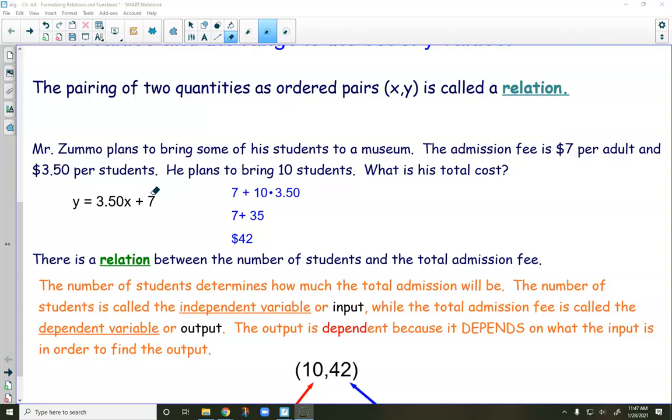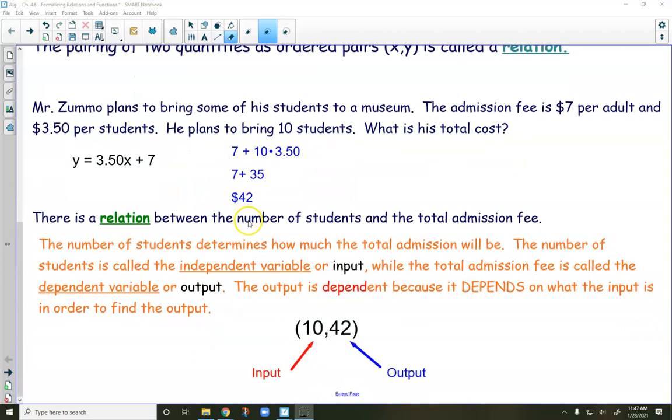As we substitute different numbers in for x, we'll get different numbers for y. There's a relation between the number of students and the total admission fee. The number of students determines how much the total admission will be. The number of students is called the independent variable, or the input. We're substituting a number into x. That's why it's the independent variable, the input.